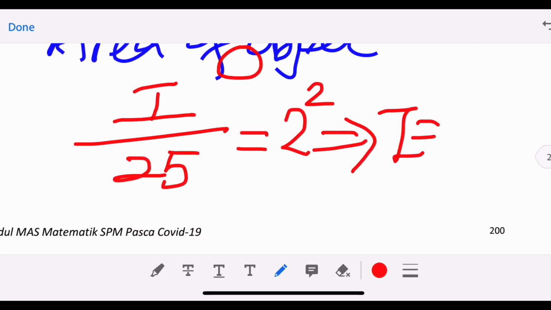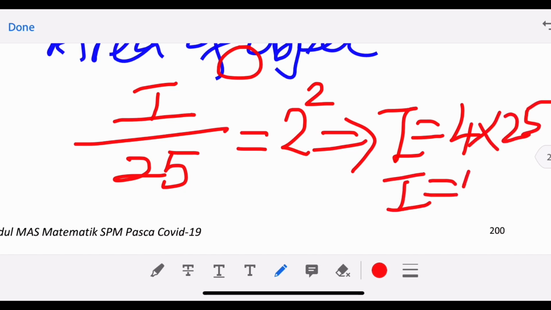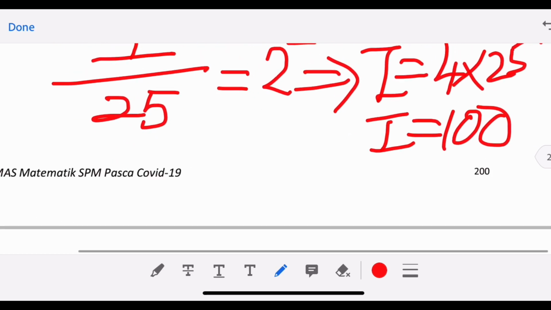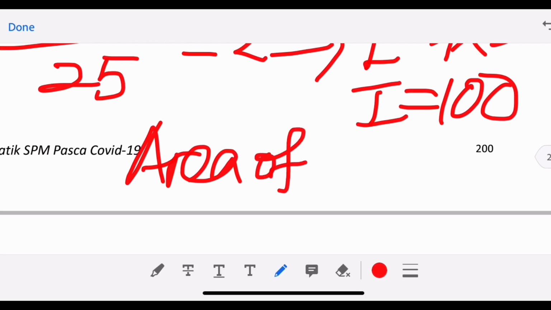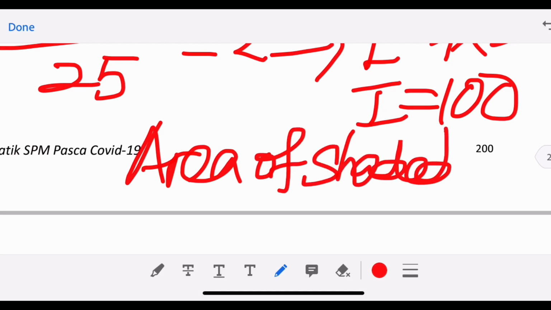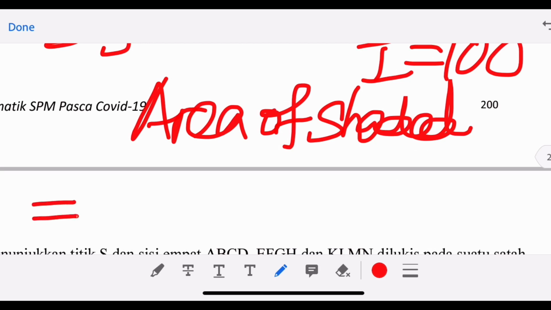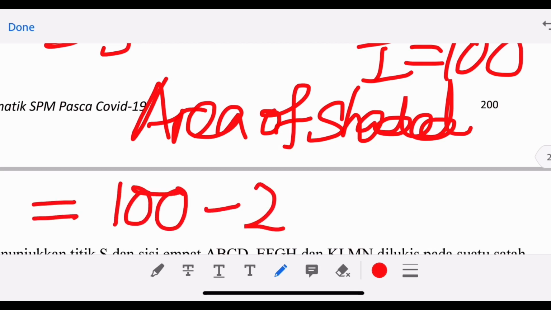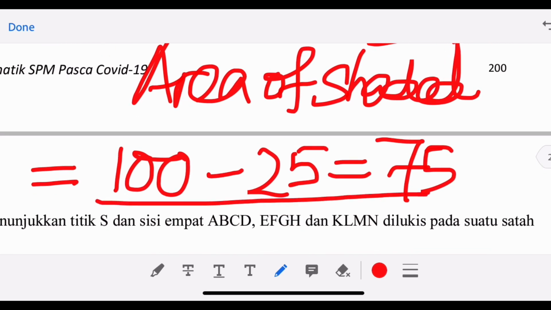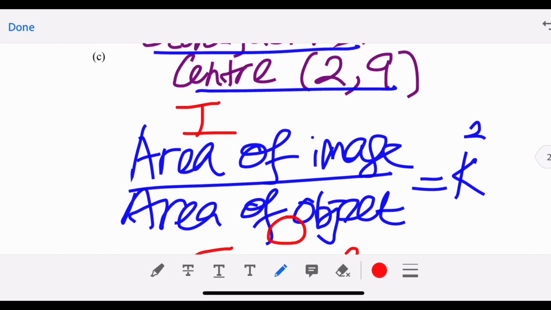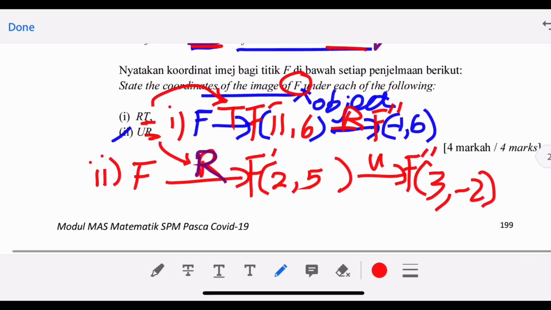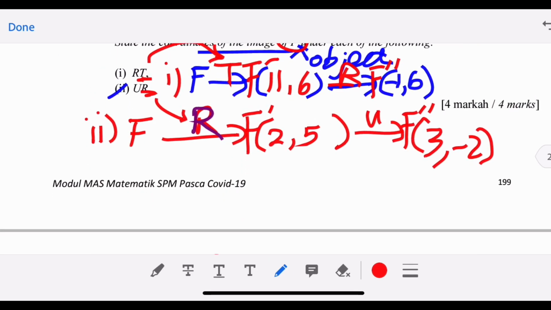Okay, so then you just substitute object. They gave you the area, right? 25. And then you can find the area of image easily. You just square your 2, 4 times 25, so you get the area of the image, which is 100. Hence, area of the shaded region is very easy. Okay, you just take 100 minus out the area of the first image, which is actually also equivalent to area of object 25. Right? So your area of shaded region should be 75 centimeters square.